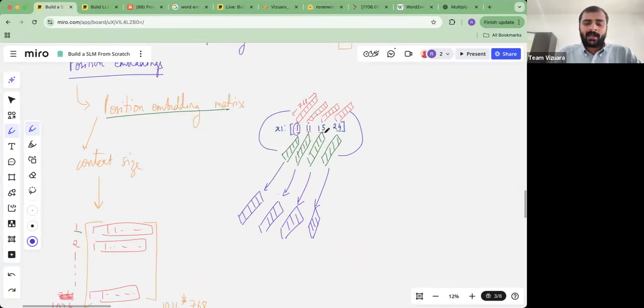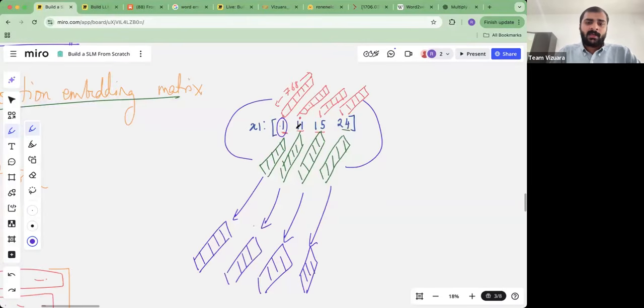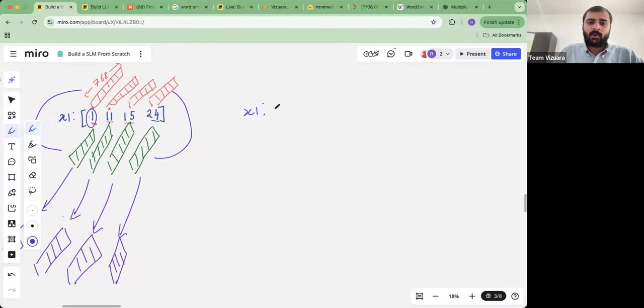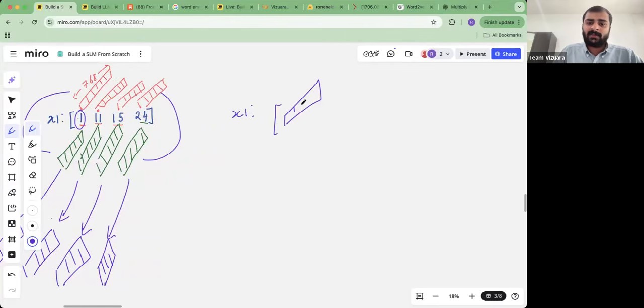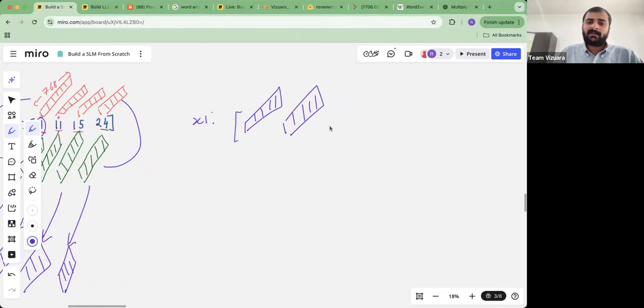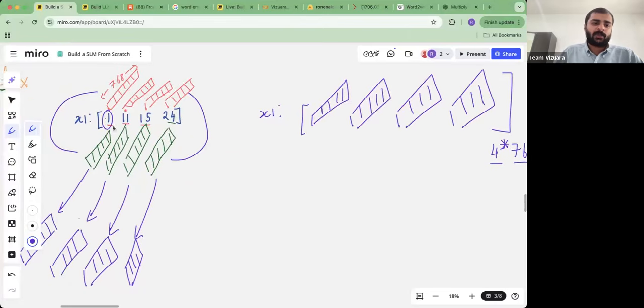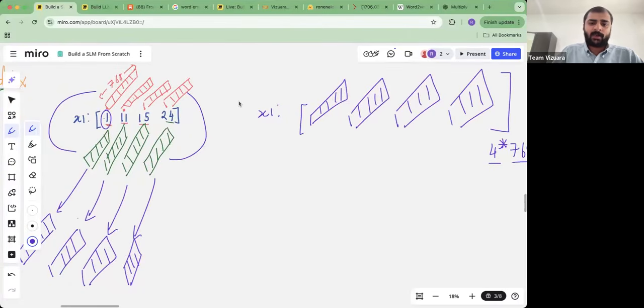So if you now take a look at our 4 tokens over here, now we have converted them from token IDs into 768 dimensional vectors. So the way this X1 matrix will now look is that it will have a 768 dimensional vector, a 768 dimensional vector, a 768 dimensional vector, and a 768 dimensional vector. So the size of this X1 matrix will now become 4 multiplied by 768. Why 4 multiplied by 768? Because we have 4 token IDs and each token has a 768 dimensional vector.